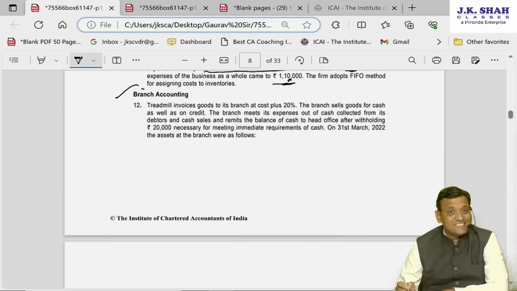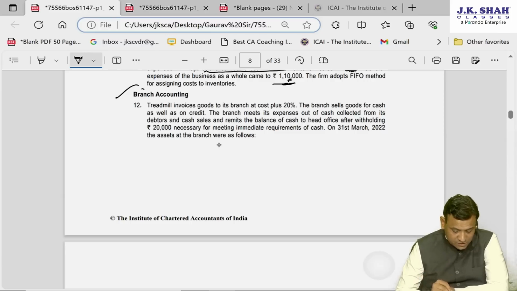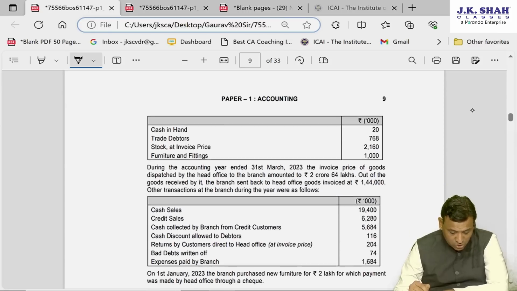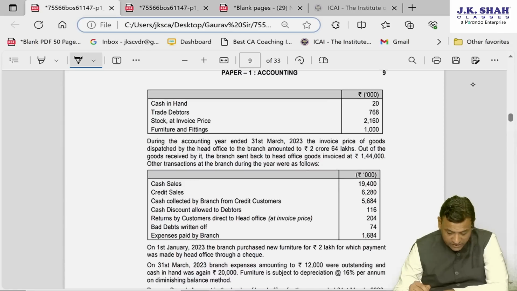Trade mill invoices goods to its branch at cost plus 20%. The branch sells the goods for cash as well as on credit. The branch meets its expenses out of cash collected from its debtors and cash sales and remits the balance of cash to head office after withholding 20,000 necessary for meeting the immediate requirements of cash. On 31st March 2022, the assets of the branch were as follows. Branch assets: cash in hand, 20,000, trade debtors, stock at invoice price, furniture and fittings.